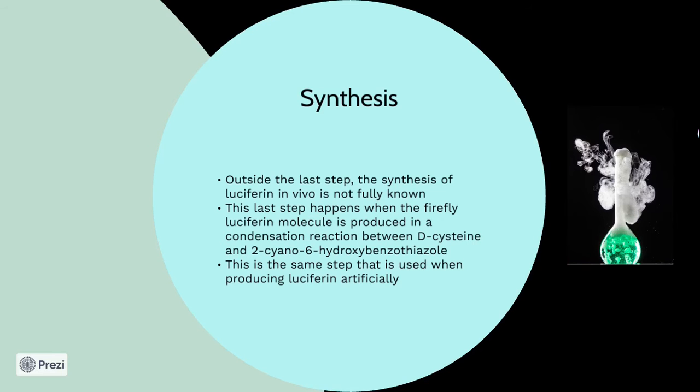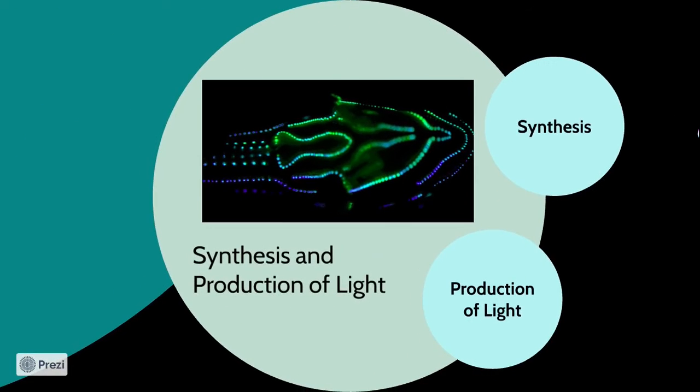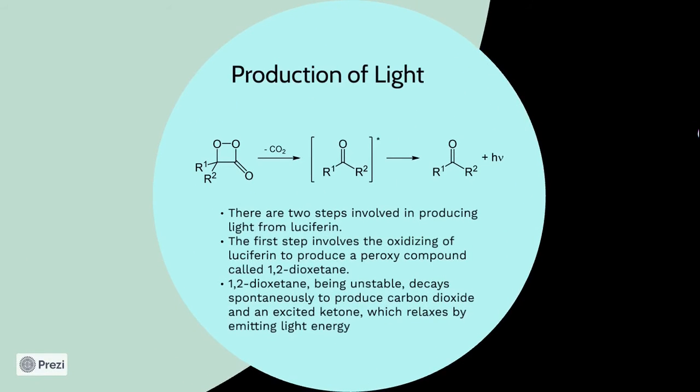So now we can look at how the luciferin actually produces light. So there are actually two steps that are involved in producing the light. So the first step happens when the luciferin oxidizes to produce a peroxy compound called 1,2-dioxetane. After the 1,2-dioxetane is produced, the second step occurs.